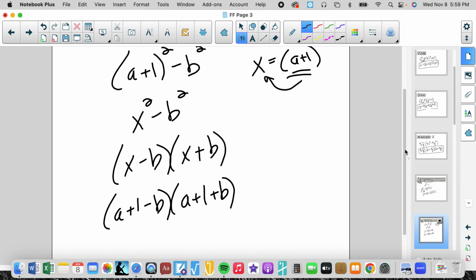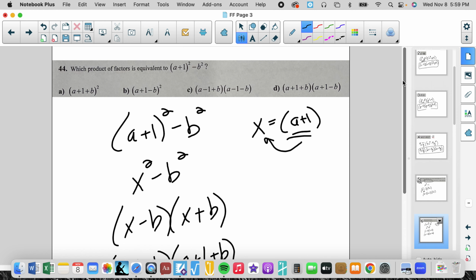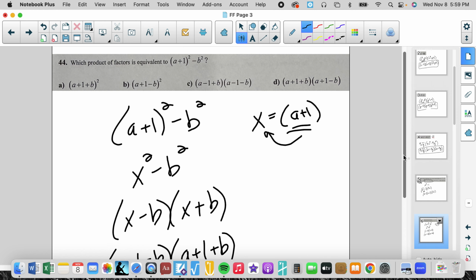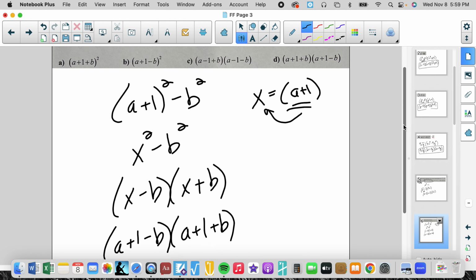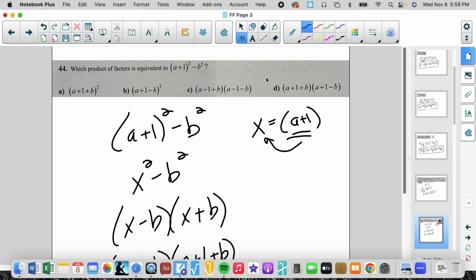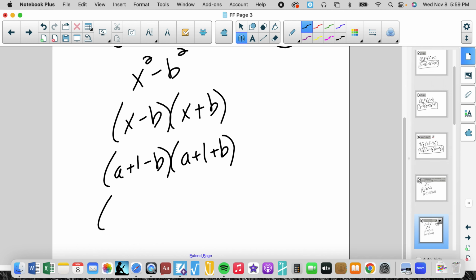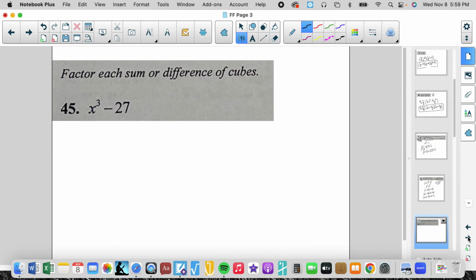Now I wouldn't leave it like that, but does that give me multiple choice? It does. So what am I? A plus 1 minus b. So I think it's D. Now Mr. Mac would rewrite it. I would have written it as a minus b plus 1 and a plus b plus 1. That's how I would have written my answer. But that's the multiple choice, and they gave me that and their equivalent.